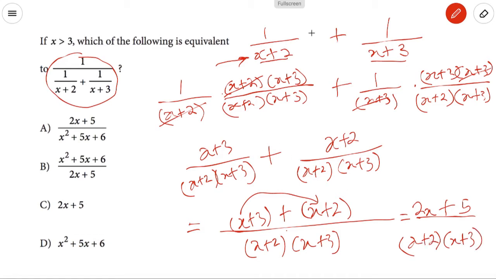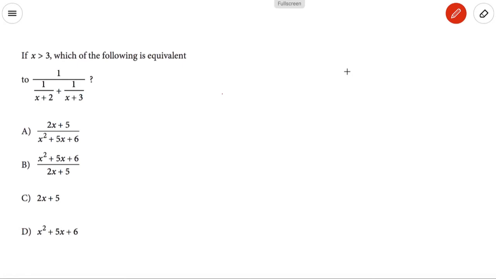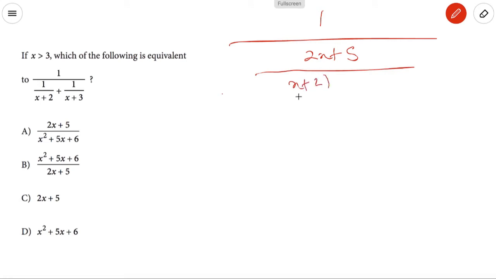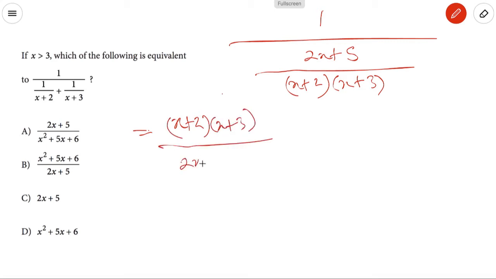Now remember, what we have solved for is just the denominator of the question. Just this part of the question is what we've solved for. Essentially, what that means is that what we have found so far is 1 divided by 2x plus 5 divided by x plus 2 times x plus 3. Now, because when you divide a fraction into 1, what you do is you flip the fraction. This becomes equal to x plus 2 times x plus 3 divided by 2x plus 5.